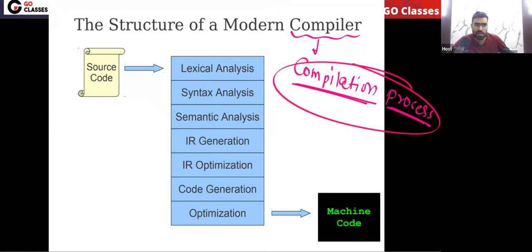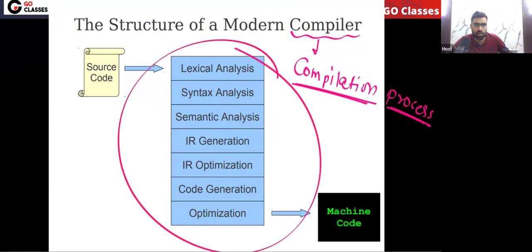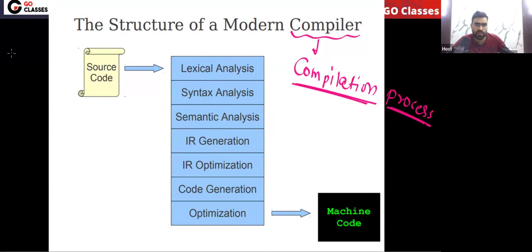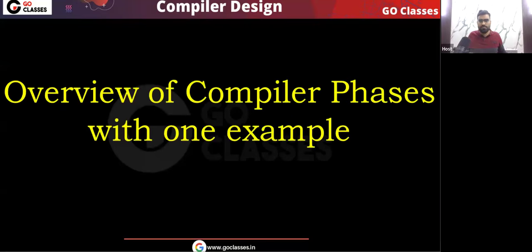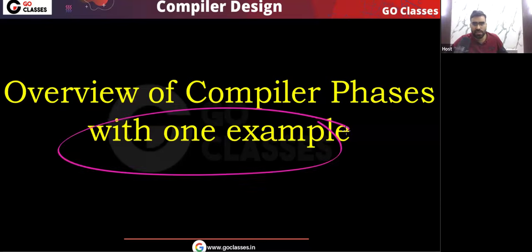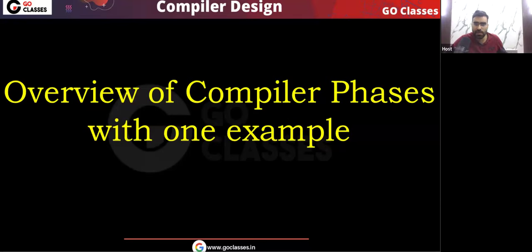Now we will discuss all these stages, or all these phases, in detail in this lecture. We will see a detailed overview of all the phases in this lecture. Now let's see the overview of compiler phases with one example. I will take one example and we will see the detailed overview of all the phases.